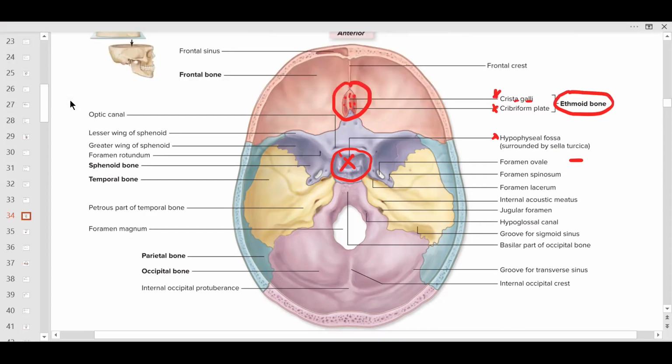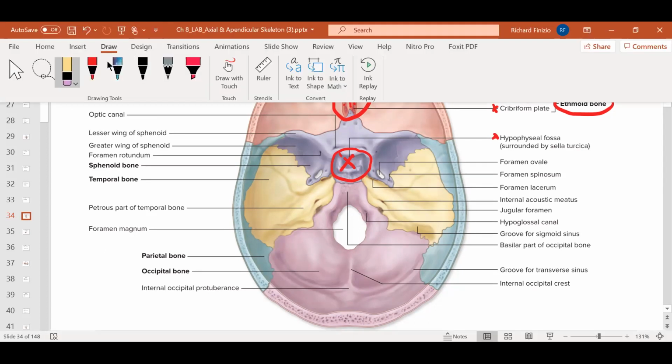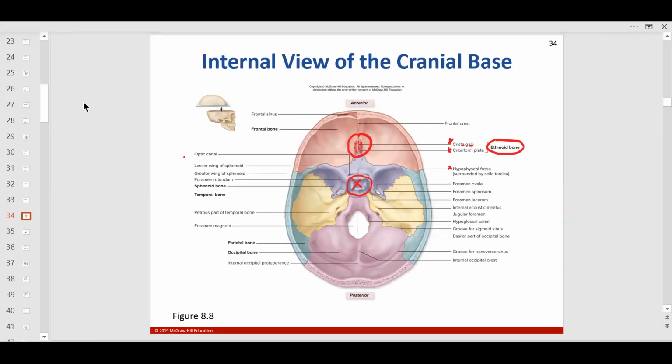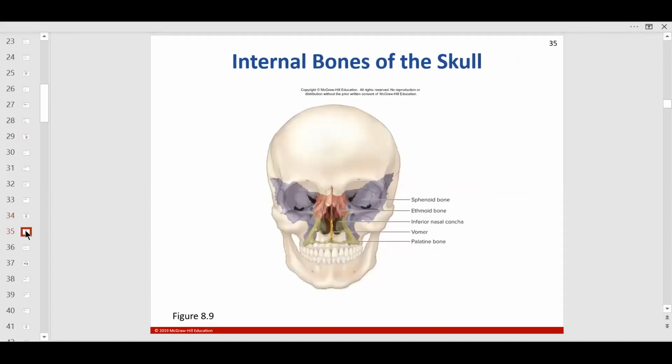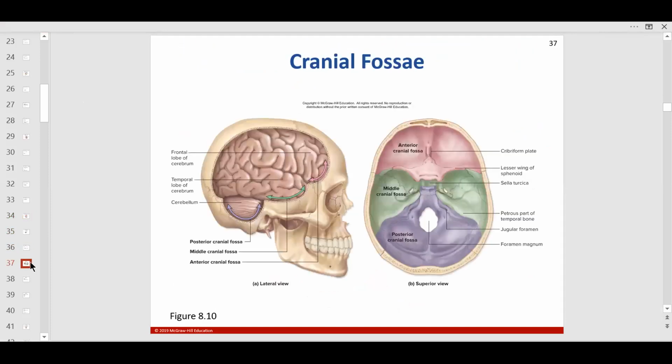So check your list, make sure you know what those parts are. Your checklist is a big help, just make sure you get through that. So this is the superior view of the floor of the skull. Okay, so this one's a little difficult. I don't think I'm going to go through this one. And the fossa, basically middle, anterior cranial fossa. I'm not going to ask you this, but at least you'll see what's posterior.